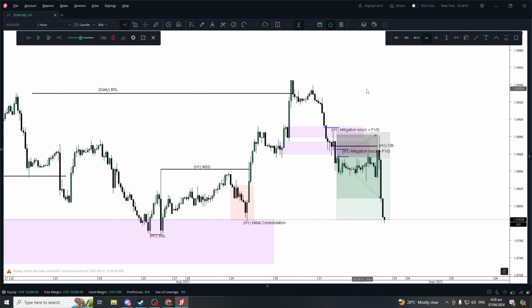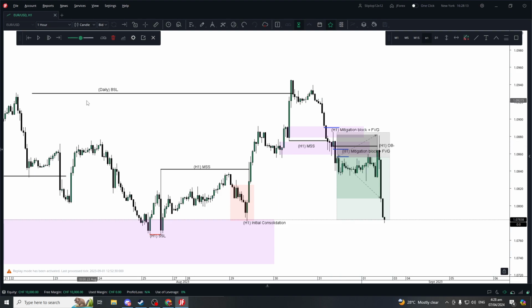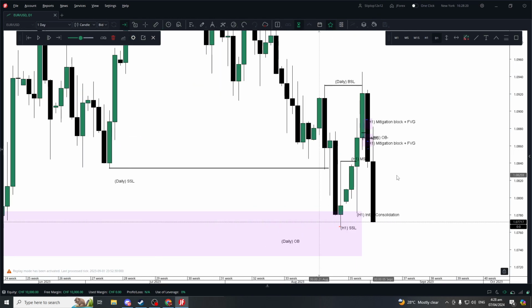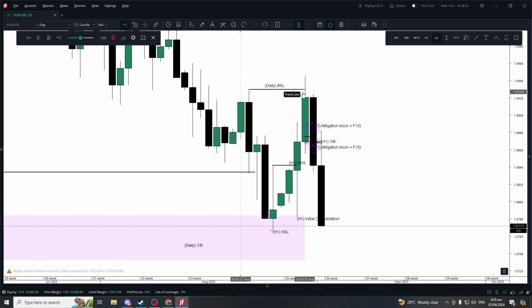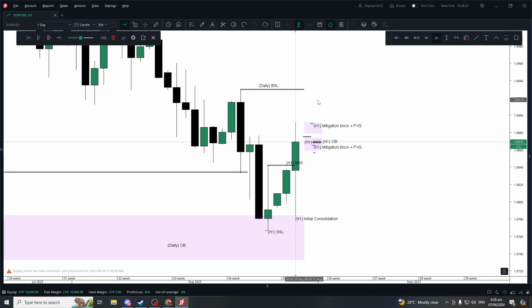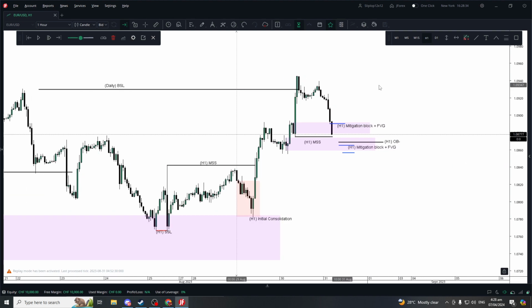Sell. Market structure shift actually occurred in here. H1 market structure shift after the sweep of buy side liquidity. So let me just go back here. So again, after price swept the daily buy side liquidity, we then waited for a 1 hour market structure shift.